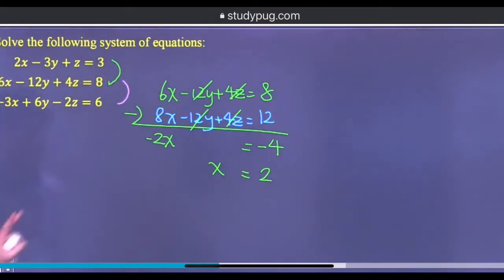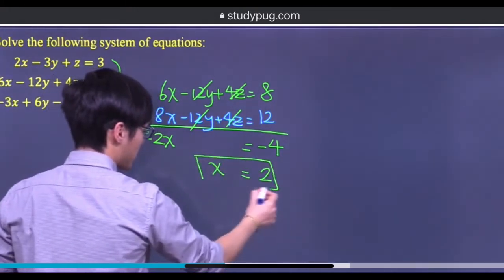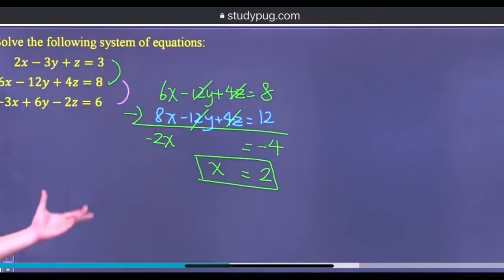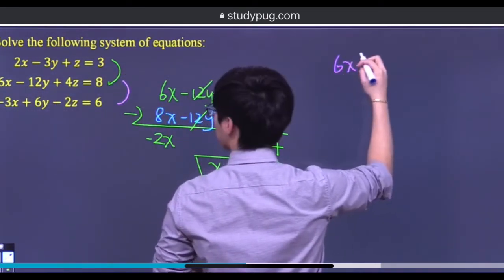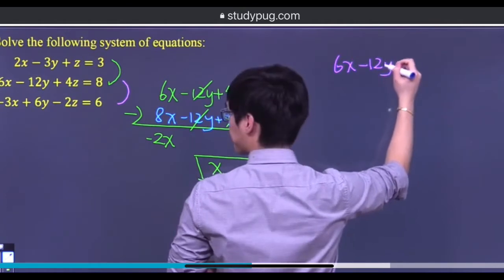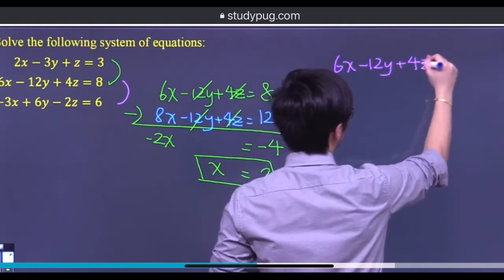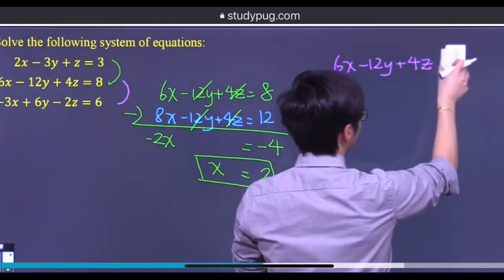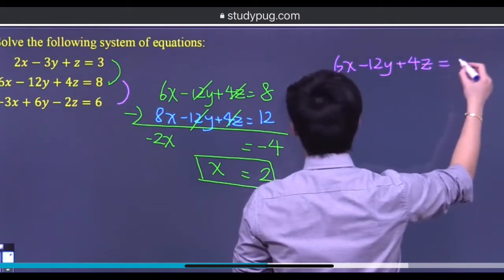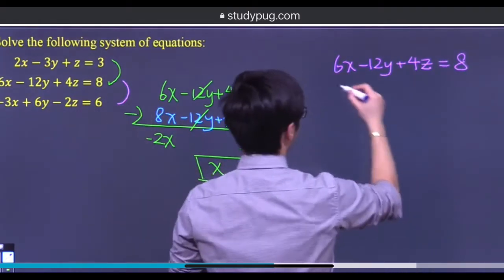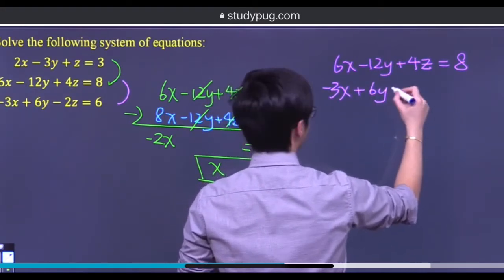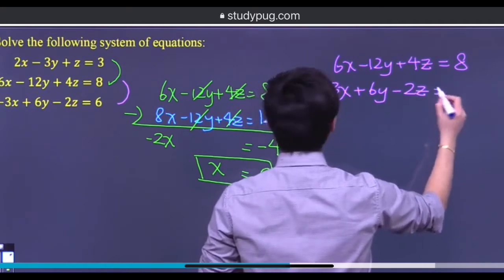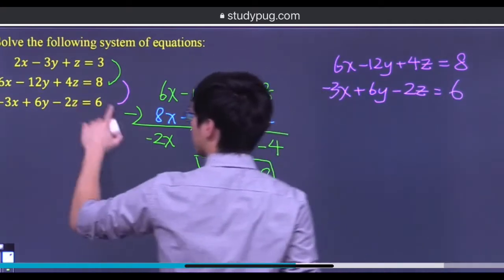So here we have x, and negative 4 divided by negative 2, we get positive 2. Okay. So for this one, it doesn't seem so bad. We get x equals 2, and indeed it's actually pretty good. Right? Now let's move on to the second pair, this pink pair over here. So we write it on this side. We have 6x minus 12y plus 4z, and that will equal to 8. Now next, we have negative 3x plus 6y minus 2z, and that will equal to 6, like so, okay?